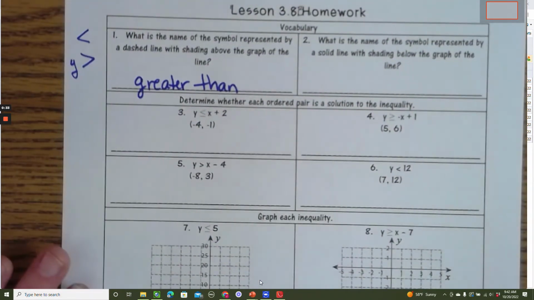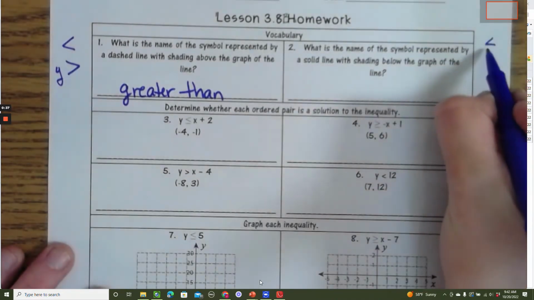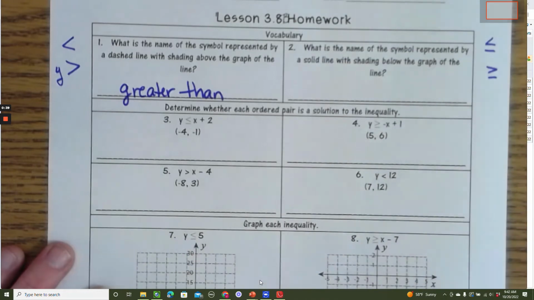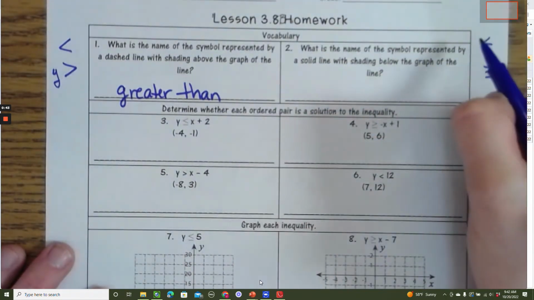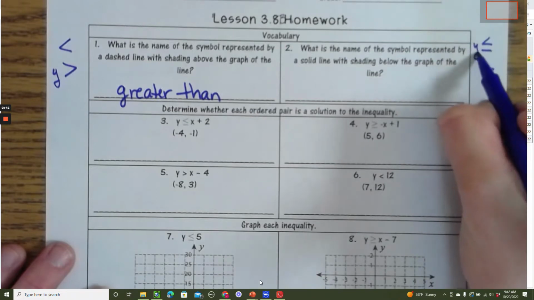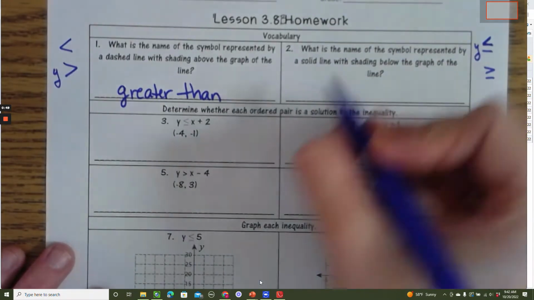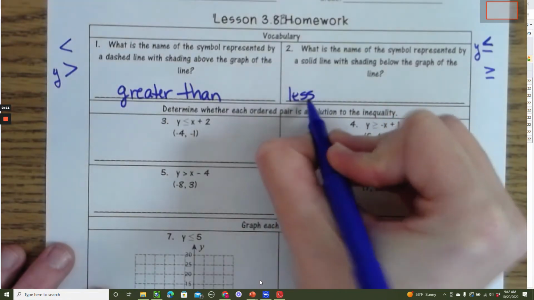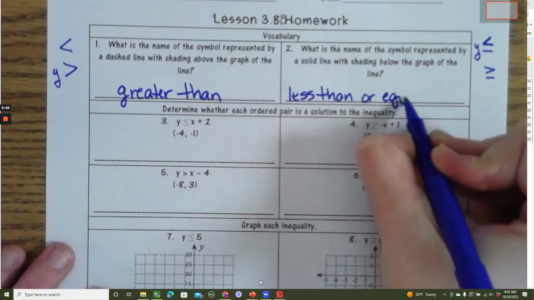All right, number 2, what is the name of the symbol represented by a solid line? So we know it's going to be one of these two, with shading below the graph. So if we shade below the graph, that inequality sign opens up towards everything else. So that's less than or equal to.